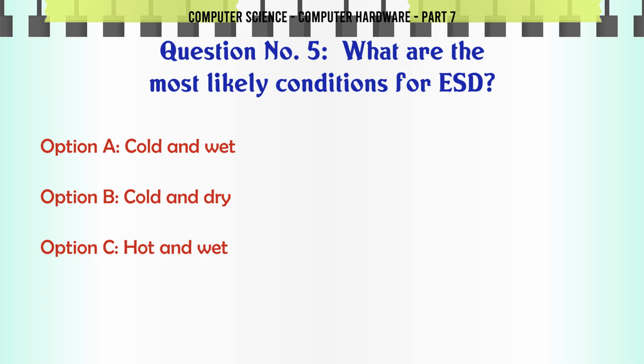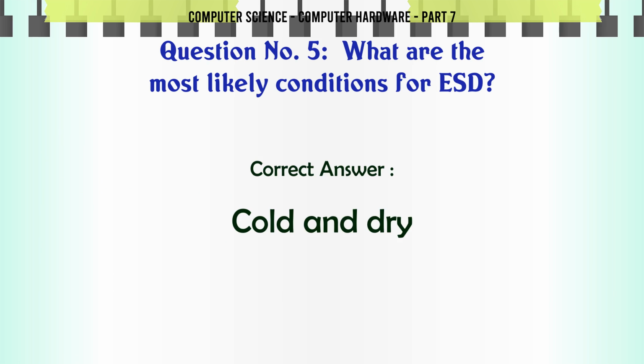What are the most likely conditions for ESD? A. Cold and wet, B. Cold and dry, C. Hot and wet, D. Hot and dry. The correct answer is cold and dry.